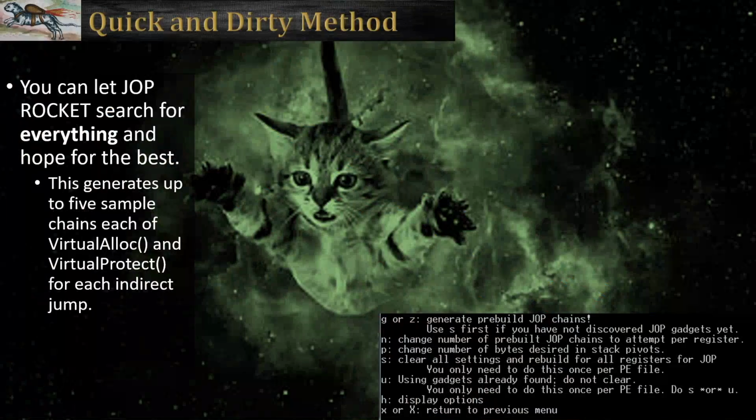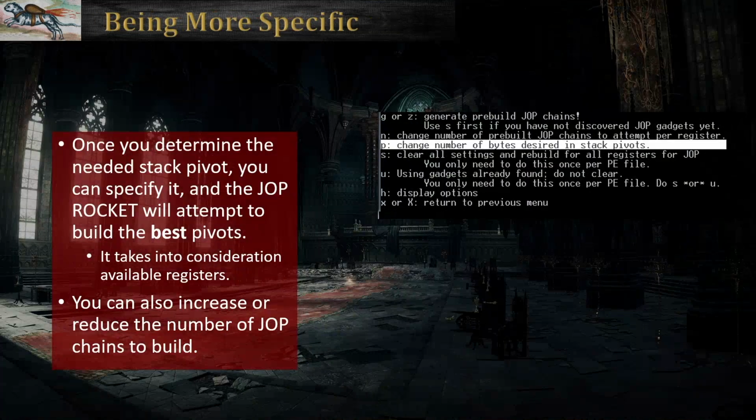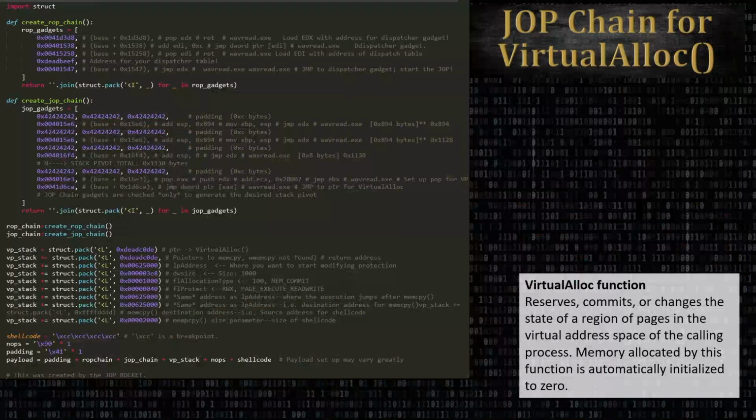So quick and dirty method with the JOP Rocket. You can clear your current settings, go into the JOP chain menu and do the G or Z, and it does everything. Now, that's not terribly realistic because if you know you have a 900 byte stack pivot, enter that 900 and it'll calculate it precisely. That's what we want. You can also change the number of pre-built JOP chains per register.